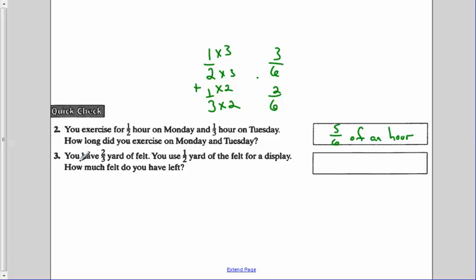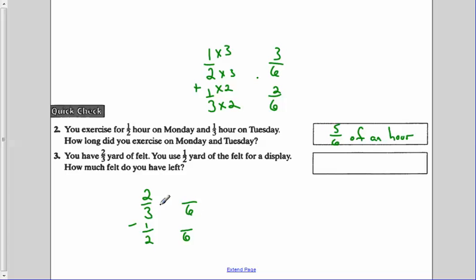Now we have our third quick check. You have 2/3 yard of felt, and you use 1/2 yard of the felt for a display. How much do you have left? So we're going to subtract. We have 2/3 minus 1/2. Common denominator between 3 and 2, we know that's going to be 6.